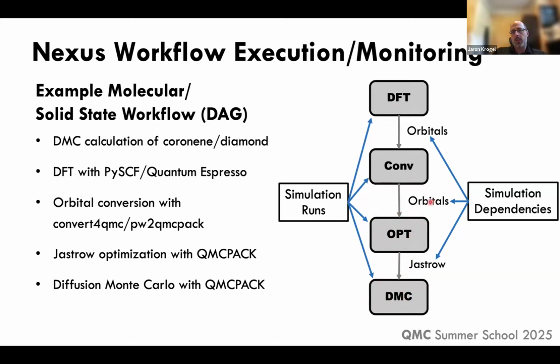Each of the arrows represents information that's passed between the different simulations and forms dependencies for the sequential execution of these. This is a very simple linear workflow, but NEXUS can support more general branching workflows that are known more formally as DAGs, directed acyclic graphs. And it can manage as many of these as you want simultaneously. So any number of workflows all at the same time.